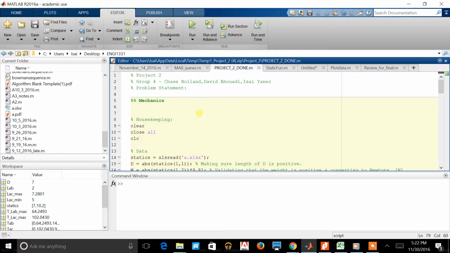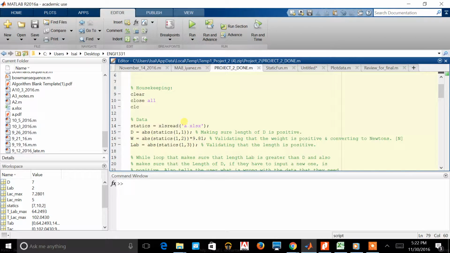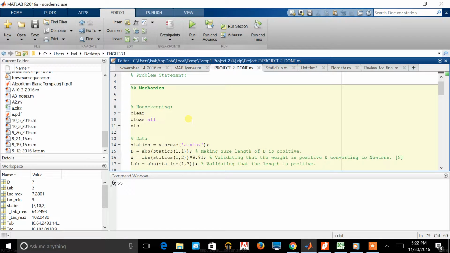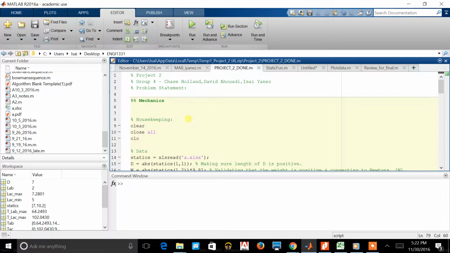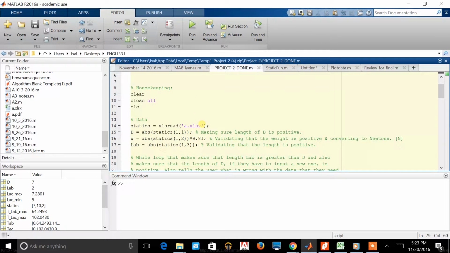My partners Chase, David, and I, we did the statics problem. That's what I'm going to be talking to you guys about today. Unfortunately, my computer doesn't allow me to pull up the actual problem, so I'm just going to be giving you a summary of what the question asks us to do.